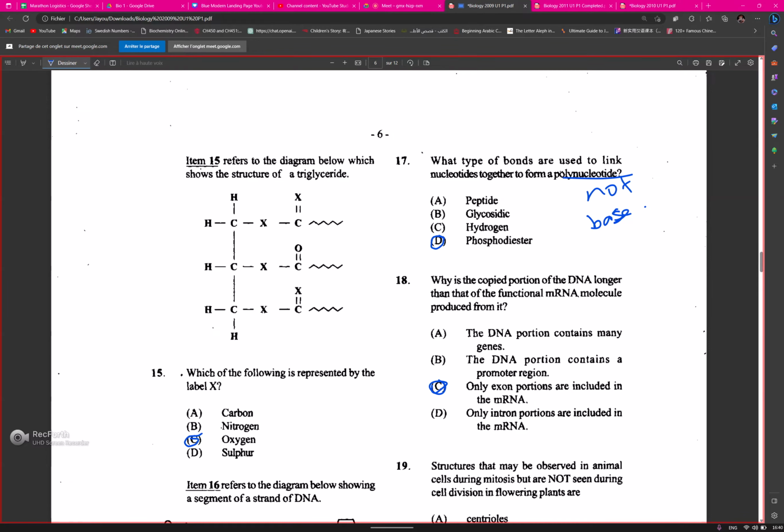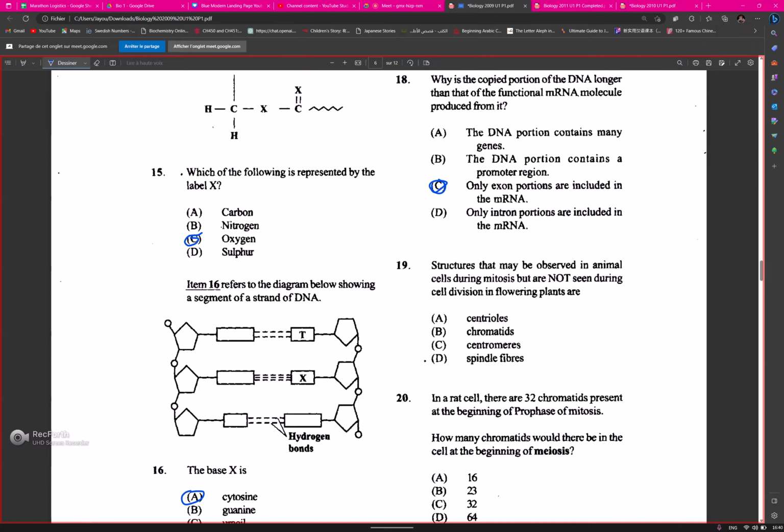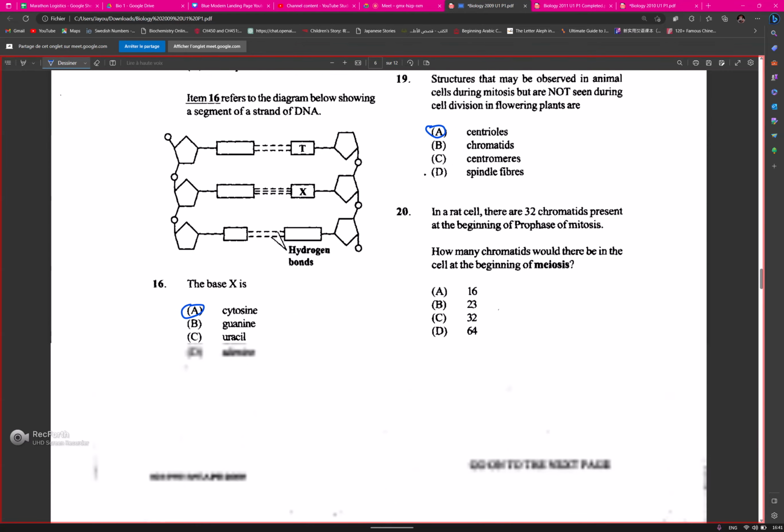Number 19. Structures that may be observed in animal cells during mitosis but are not seen in cell division in flowering plants are centrioles. Because we know it's Golgi vesicles that do some parts of that, right? Go ahead. B. Okay, let's see what's B.